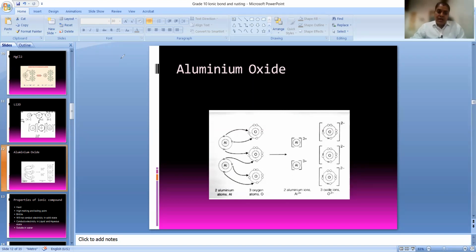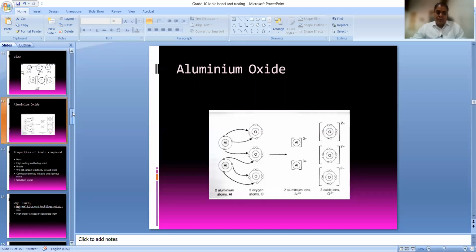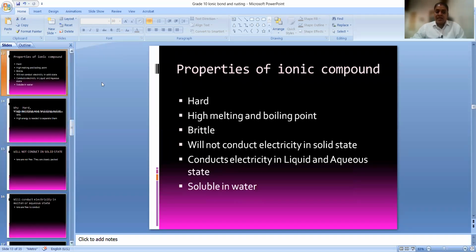Now let us move to the properties of ionic compounds. So what is an ionic compound? The compound containing an ionic bond is called an ionic compound, okay? So their properties are, they are usually hard, and they have high melting and boiling points. They are brittle, they will not conduct electricity in the solid state, and they conduct electricity in the liquid and aqueous state, and they are soluble in water.